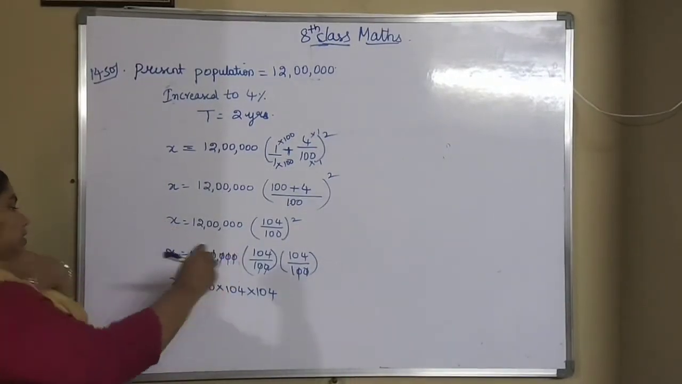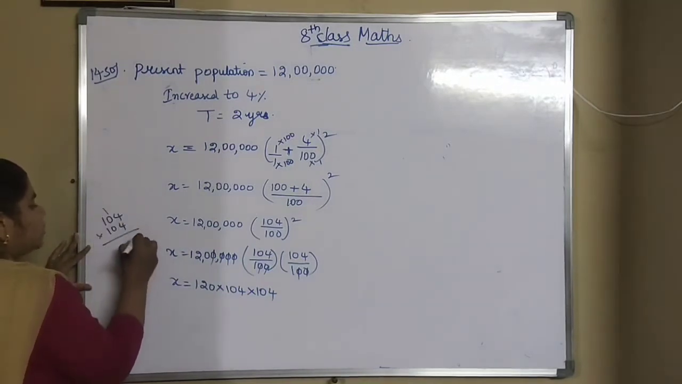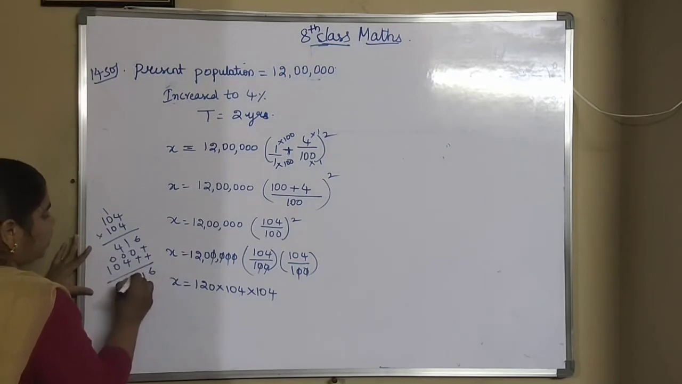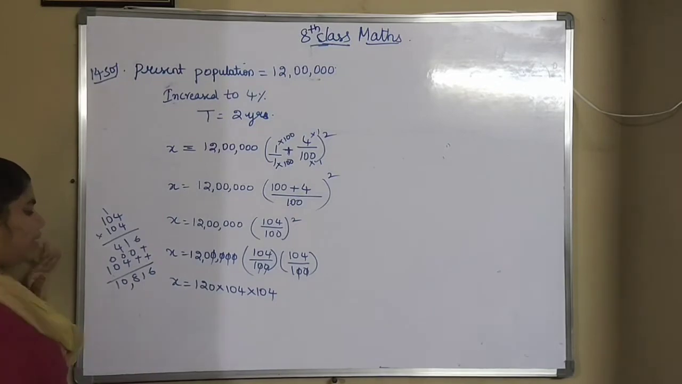Now you multiply this. 104 into 104 we will check. 4 4s are 16, 0, 0, 0. 1 4s are 4. 1 0s are 0. 1 1s are 1. 6, 1, 8, 0, 1. So you got 10,816.